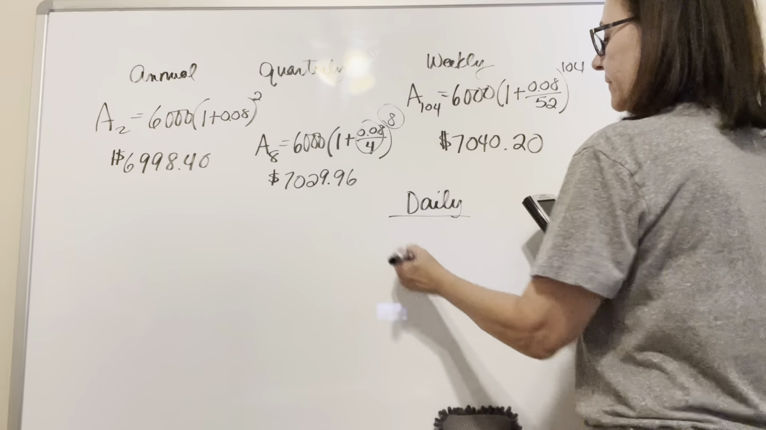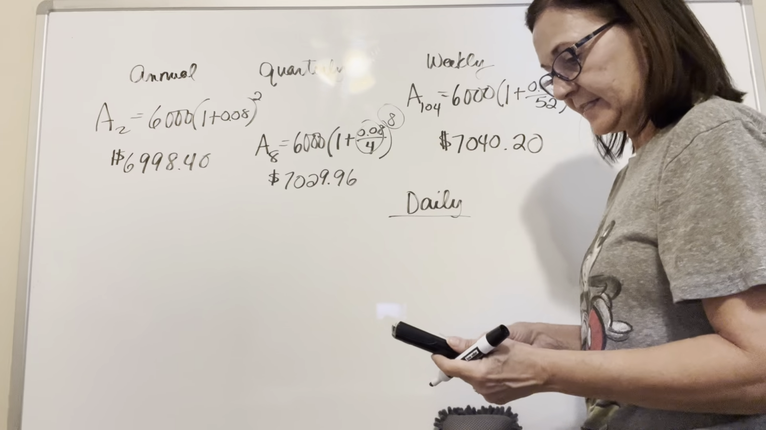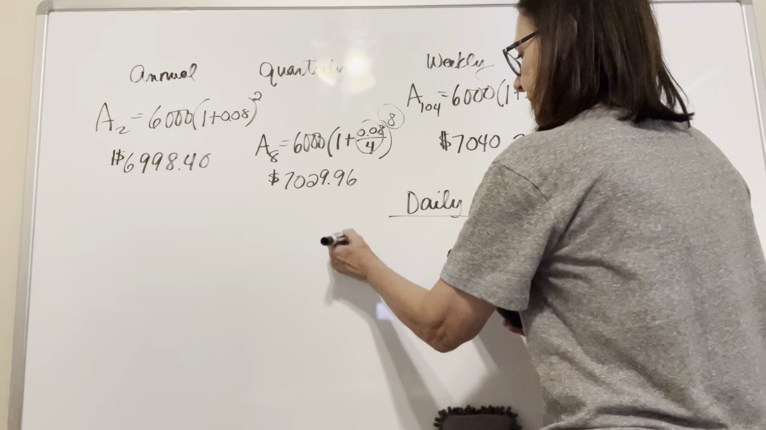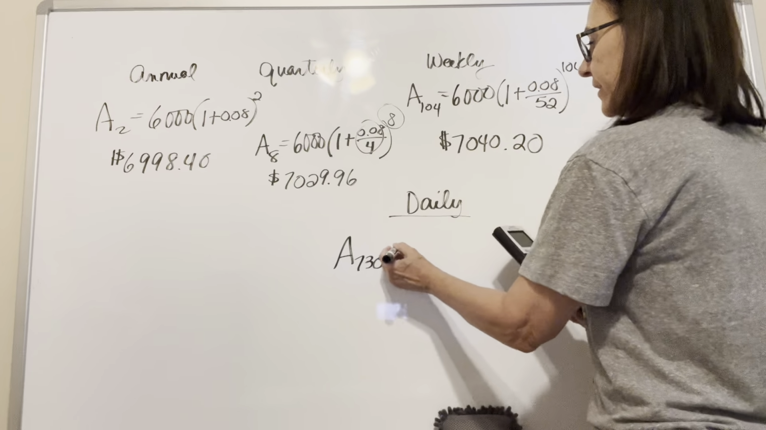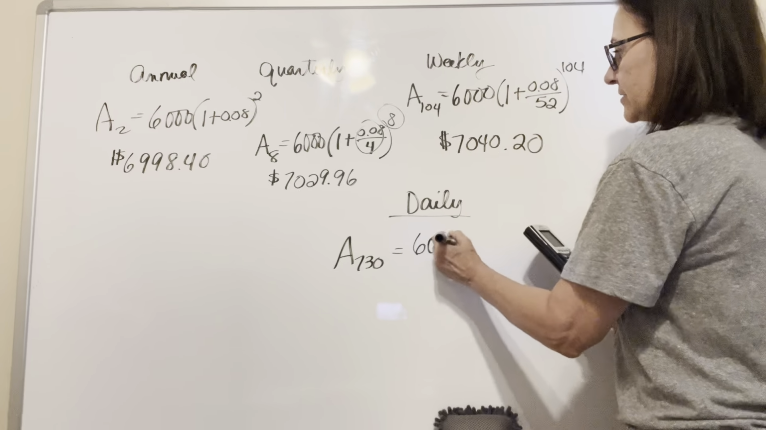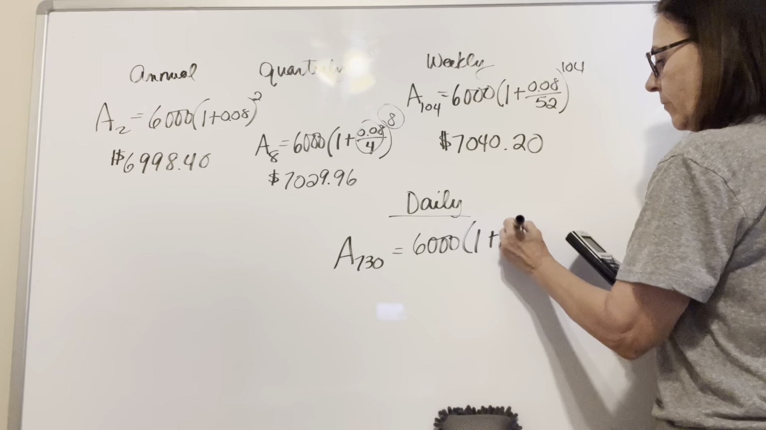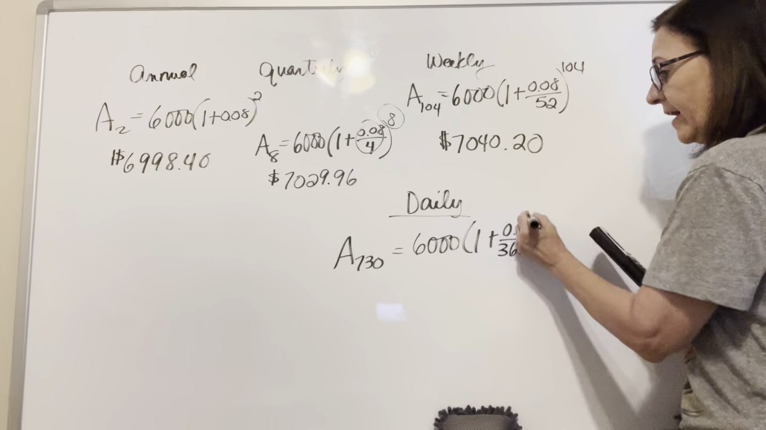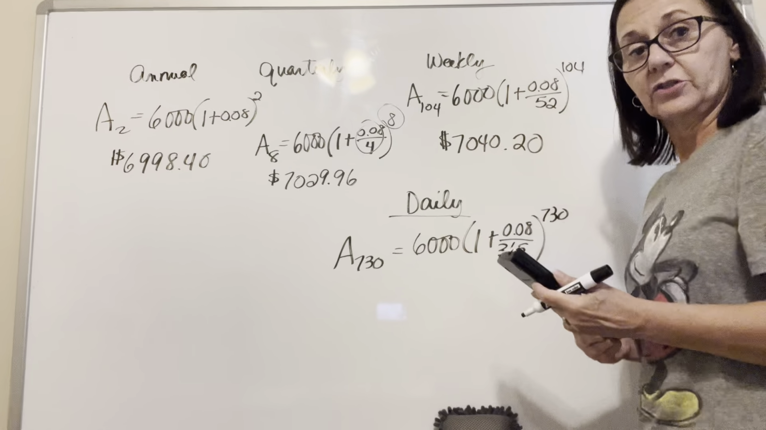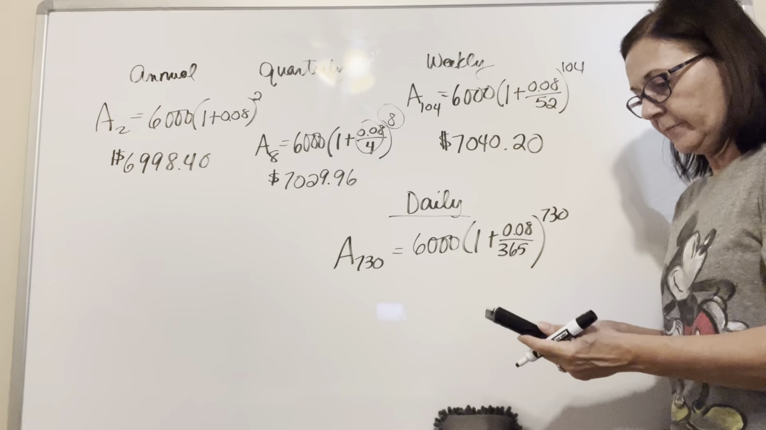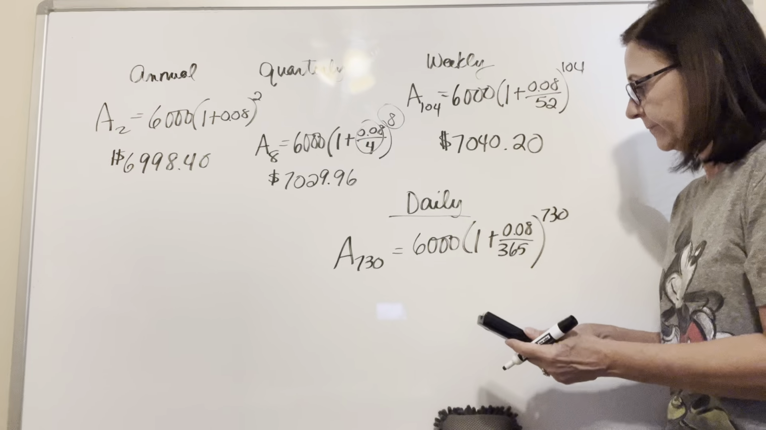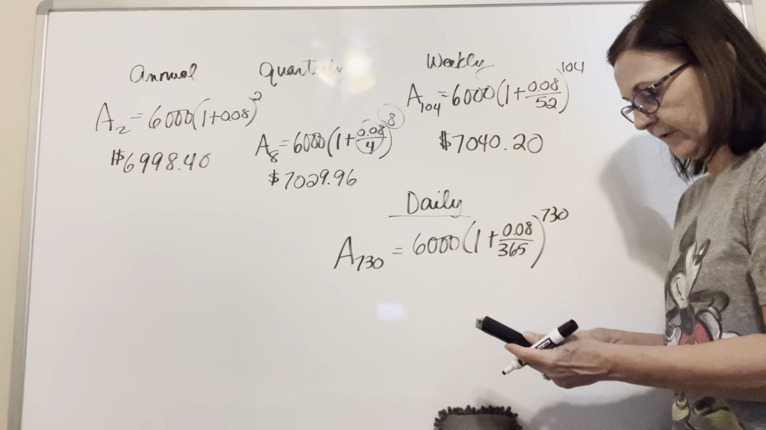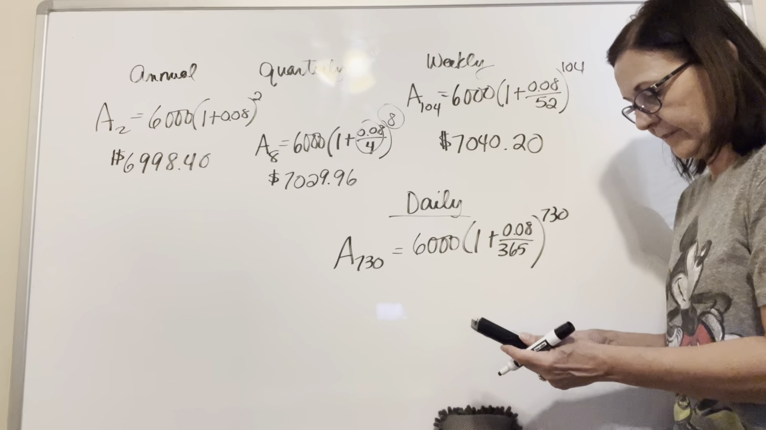So daily, there's 365 days in a year. So in 2 years, there's 730 days. So the amount over 730 days is going to be that 6,000 times 1 plus 0.08 divided by, I need to make this a daily rate, so I'm dividing it by 365 days, but I'm going to raise it to 730 days. All right, putting that in my calculator. 1 plus 0.08 divided by 365, raised to the 730.